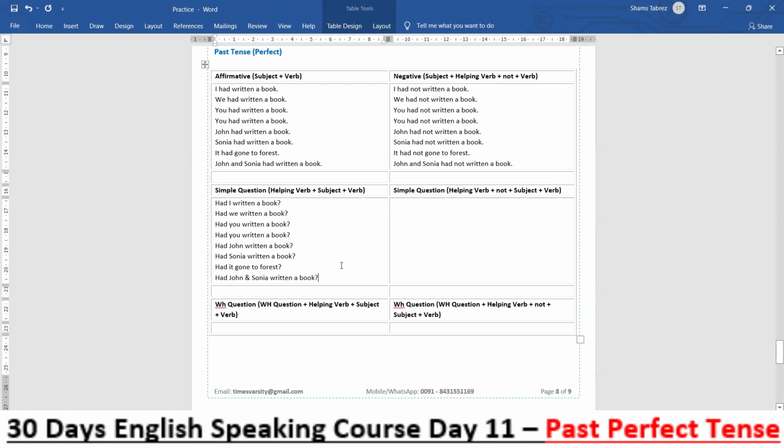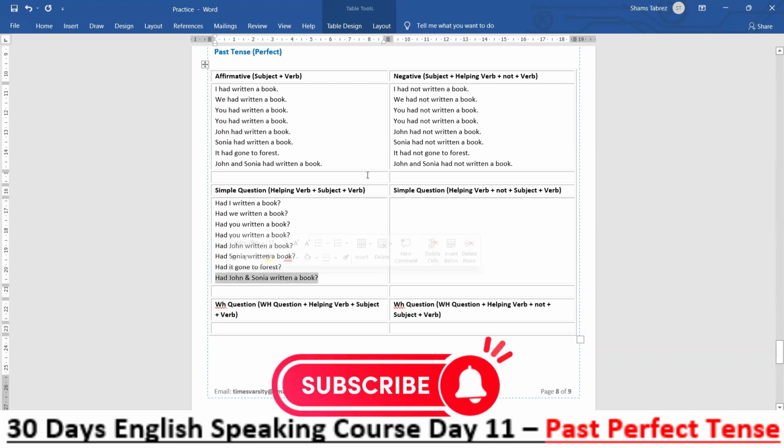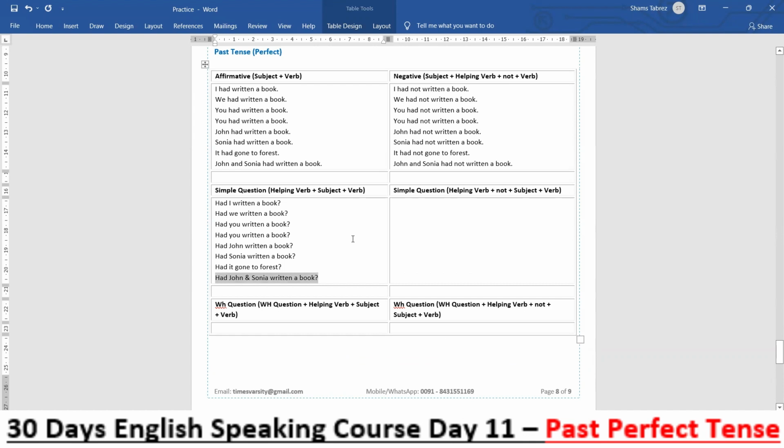Now I want one of you to read out the question and then answer it with meanings. You need to read out the question, translate, then give your answer and translate. Had I written a book? Had I written a book? क्या मैं book लिख चुका था?